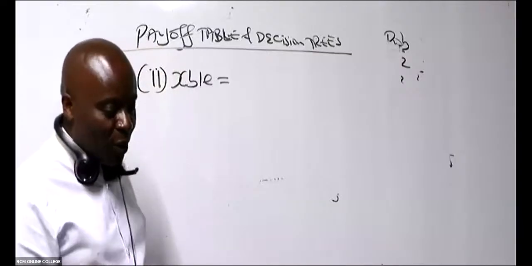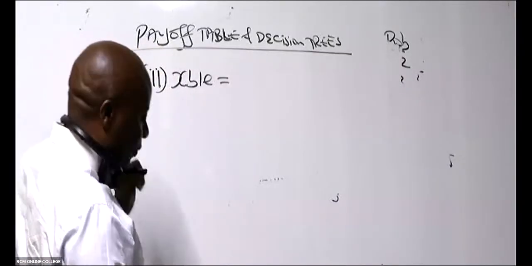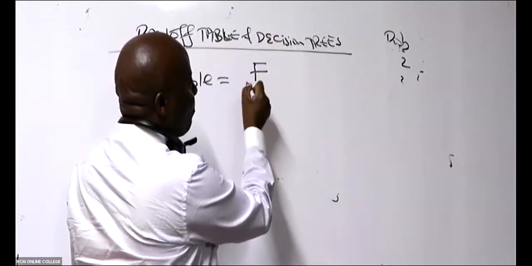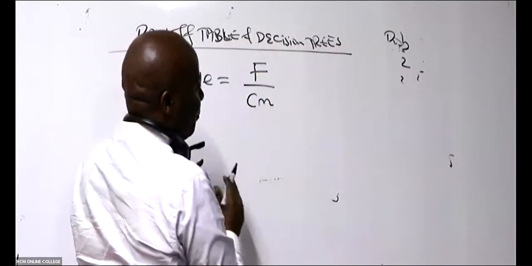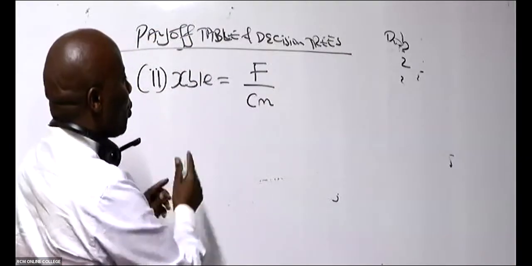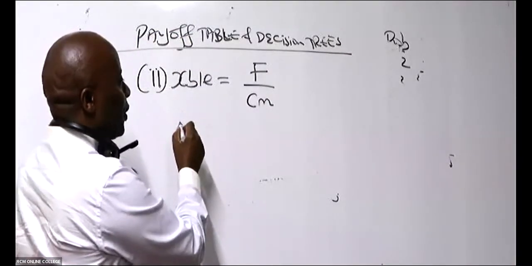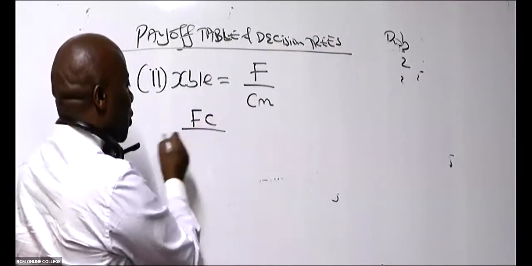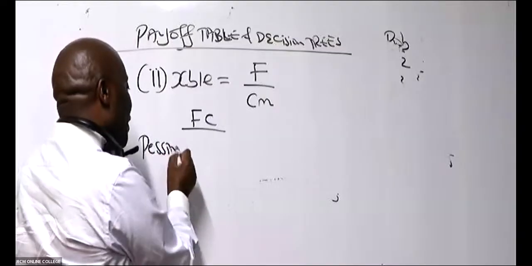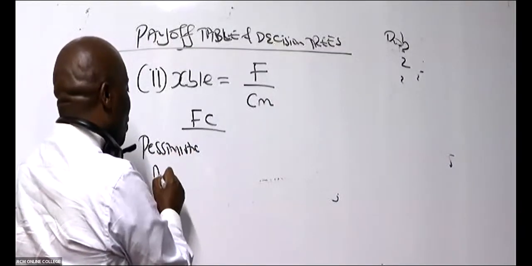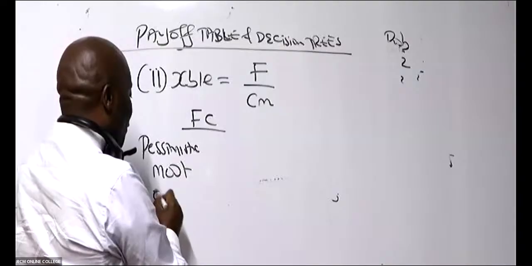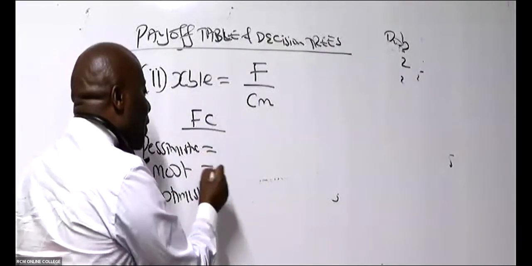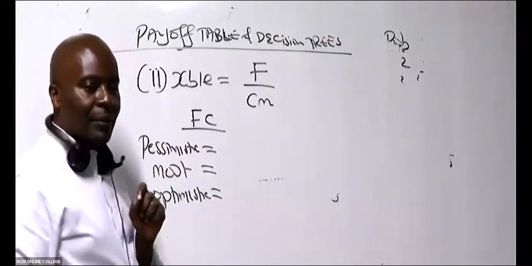Right. So we want to get X break even. How do we get X break even? The formula you have to cram. It's fixed cost over contribution margin. So if we charge a price of 17, there are 3 fixed costs: the fixed cost of pessimistic, the fixed cost of most likely, and the fixed cost of, somebody? Optimistic. We have done these fixed costs up there, if you remember.